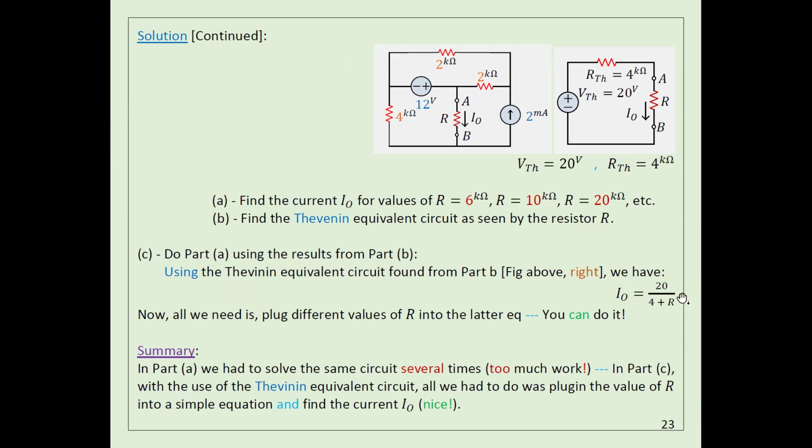Now, because I give you 3 values for R, you can easily calculate the current. Just remove R, put the value. Remove R, put the value. Remove R, put the value. That's why Thevenin now makes this problem much easier than using any of the techniques I explained in chapter 4. Any questions?